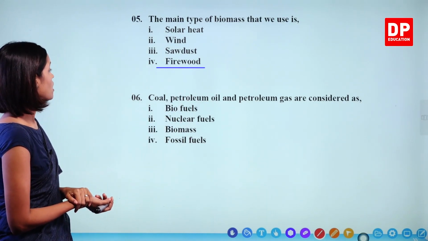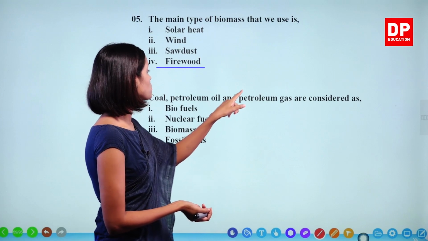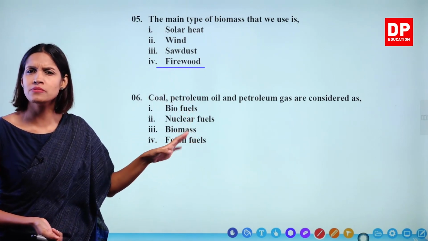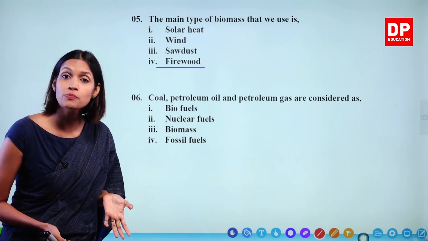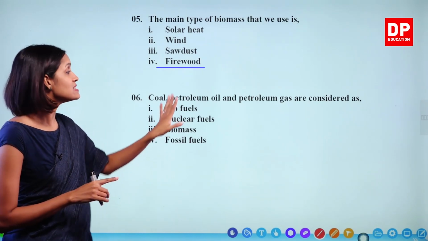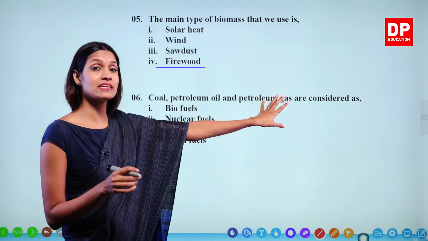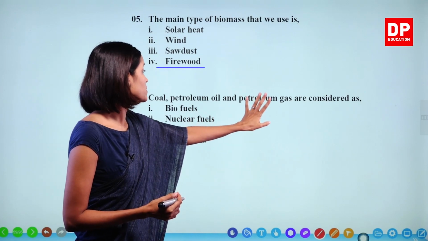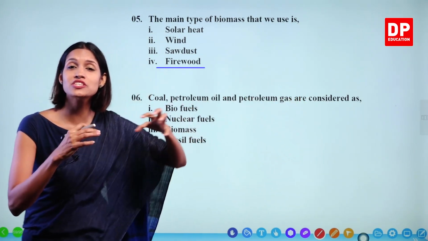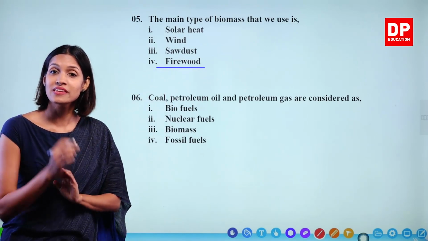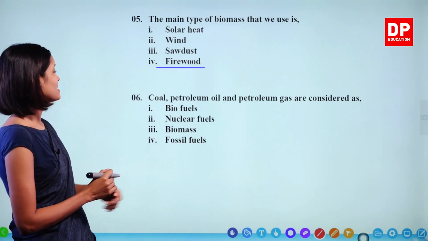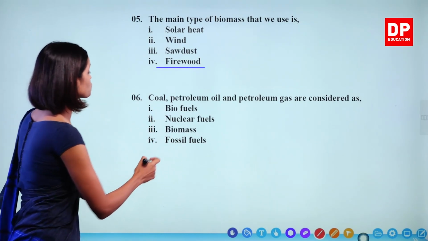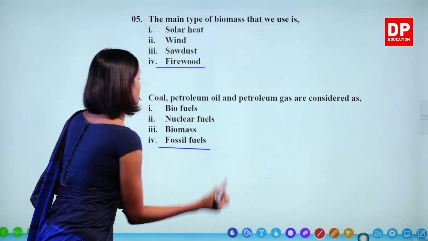Right. Number 6. Coal, petroleum oil and petroleum gas are considered as what? What are the substances contained in petroleum oil? Petrol, diesel, contained in petroleum oil, and petroleum gas like LP gas. What are they, children? Now, coal, petroleum oil and petroleum gas are considered as, under which category do all these three things come? That is under fossil fuels. Okay, children? Biofuels, nuclear fuels, biomass, fossil fuels. Answer is fossil fuels. Right.